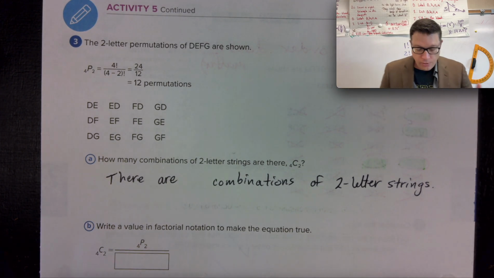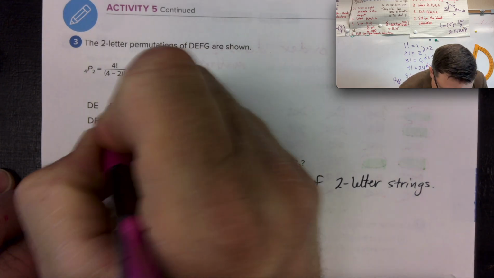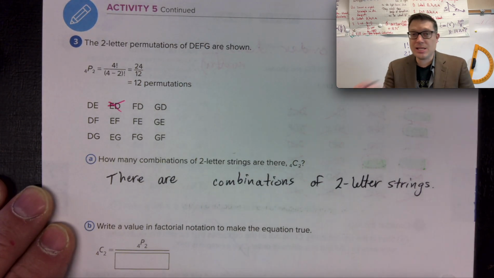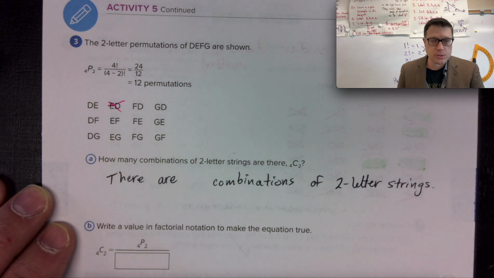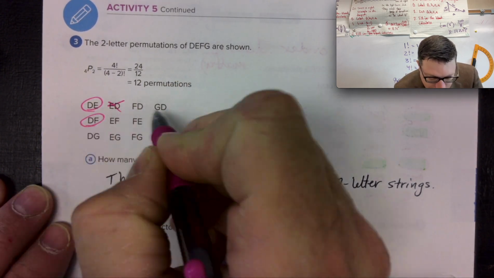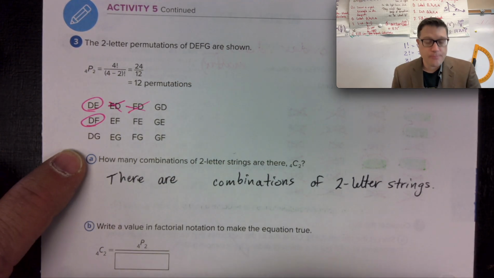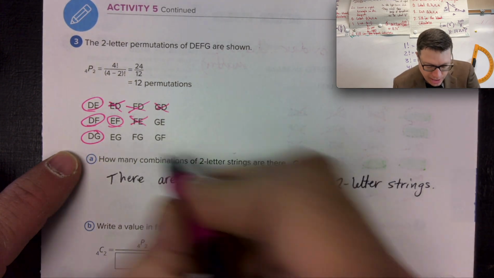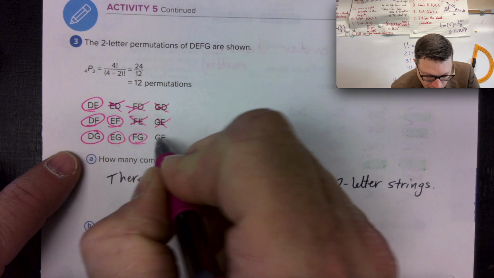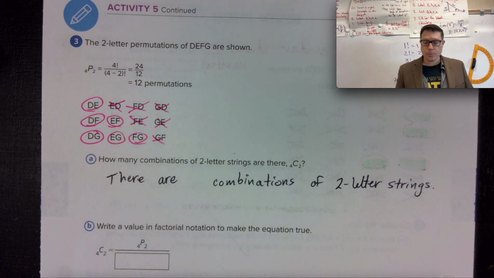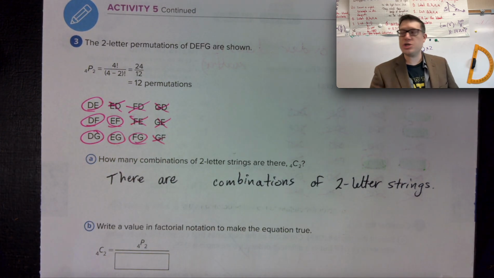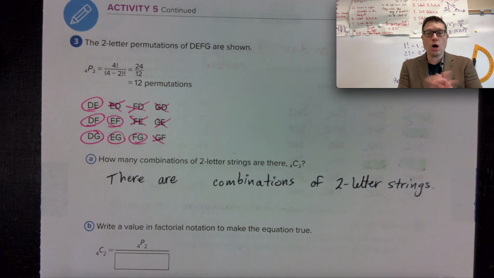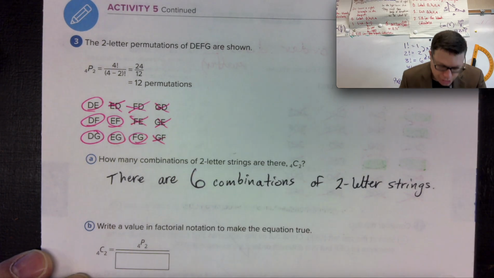And honestly, DE is the same as ED. So we're going to keep one, cross one. DE, now we're on DF, cross off FD. Next, DG, cross GD. EF, cross out FE, EG, cross out GE, keep, cross. So 6. There are 12 permutations, but we're going to keep 6 combinations of two-letter strings.